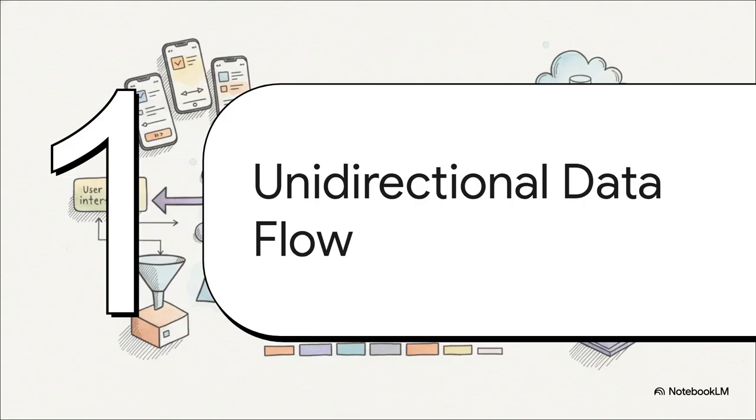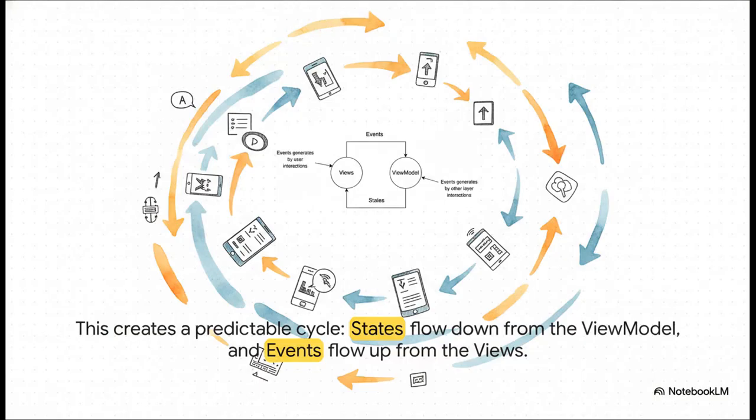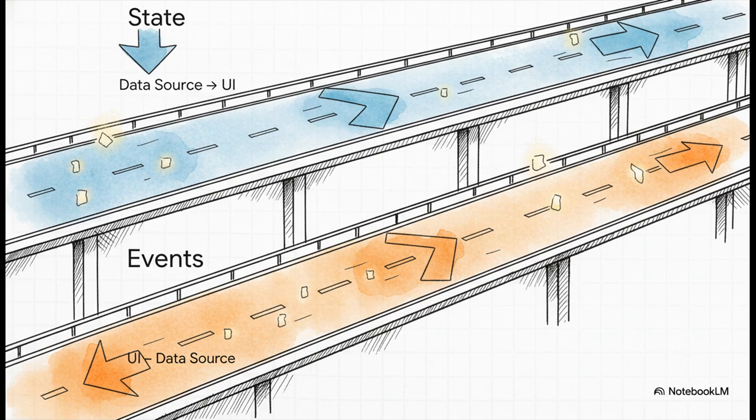We call it unidirectional data flow. Just look at this diagram. It shows the whole cycle perfectly. State flows down from the view model to your views. Then, when the user does something, that creates an event, which flows up from the views back to the view model. It's this simple, predictable loop. The best way to think about it is like a one-way street for your data, or maybe a two-lane highway, right? Data flows down in one lane, events flow up in the other. That's it. No messy intersections, no U-turns, no traffic jams. This simple rule gets rid of all those tangled data paths that cause so many problems.